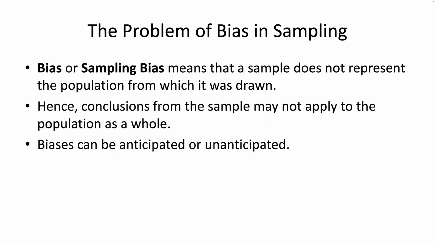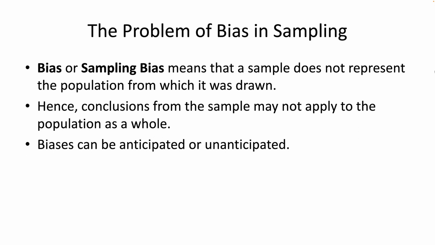Sampling biases can be anticipated or unanticipated. If you use a convenient sample, if you survey members that are close to the researcher, you're definitely going to leave out part of your population. So you should anticipate sampling bias when using a convenient sample. That's why we encourage people not to use convenient sampling. But biases can also be unanticipated.